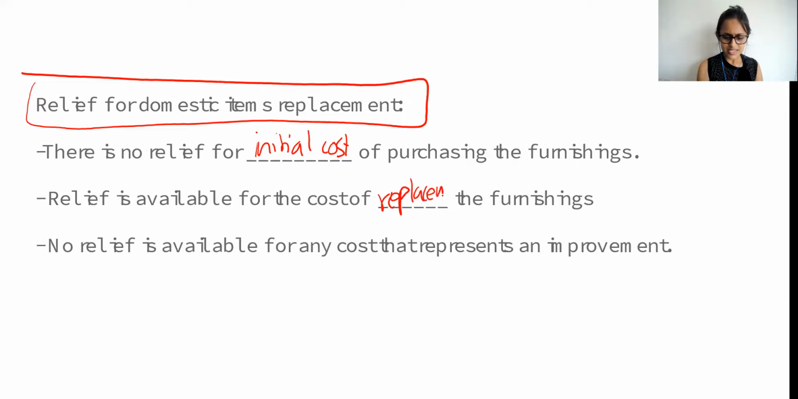How do you understand that? Just take a look at the question and see whether you're buying it for the first time. Is it being bought for the first time? No relief is given. Replacement, yes. Remember, like for like replacement. Remember the washer dryers example. Always think about that. No relief is available for any cost that represents an improvement. From the replacement cost, you'll also reduce any proceeds amount. So that's with regards to rental or lease of property.